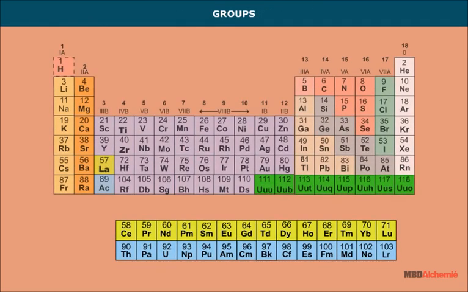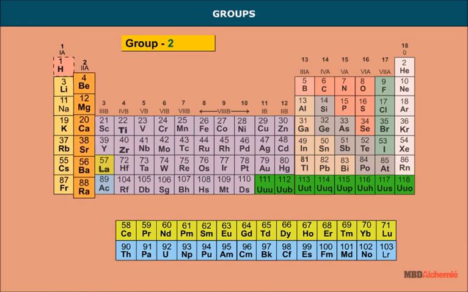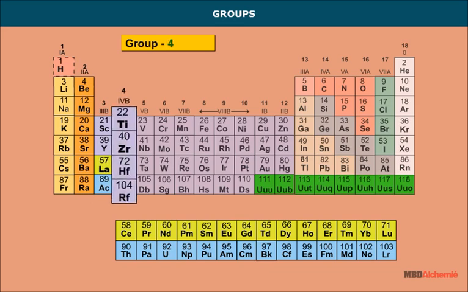There are 18 vertical columns in the periodic table called groups. We are going to highlight groups one by one. Group 1 consists of hydrogen to francium. Group 2 consists of Be to Ra. Third consists of Sc to Ac. Fourth belongs to Ti to Rf.